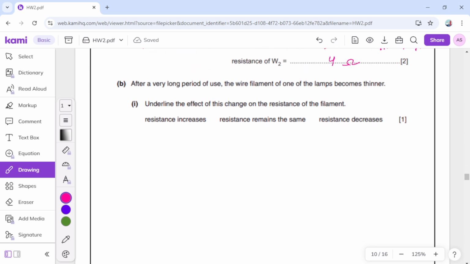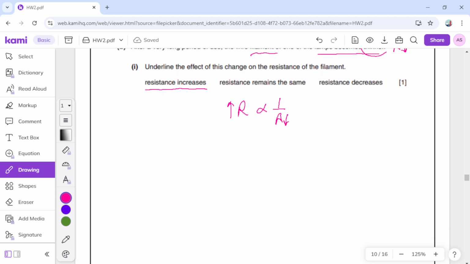After a very long period of use, the wire filament of one of the lamps becomes thinner. Thinner means the cross-section area decreased. So as you know, what is the relationship between resistance and cross-section area? Inversely proportional. So decreasing cross-section area will increase the resistance. So I will choose resistance increases.